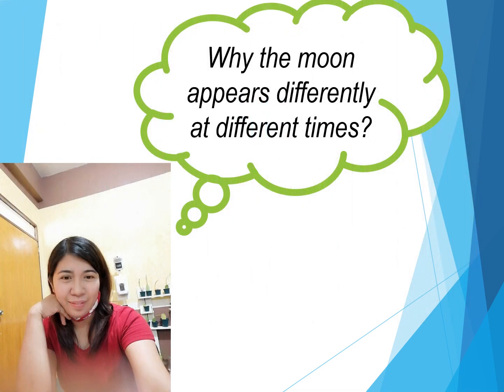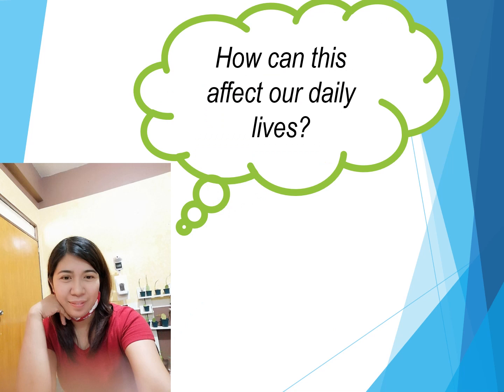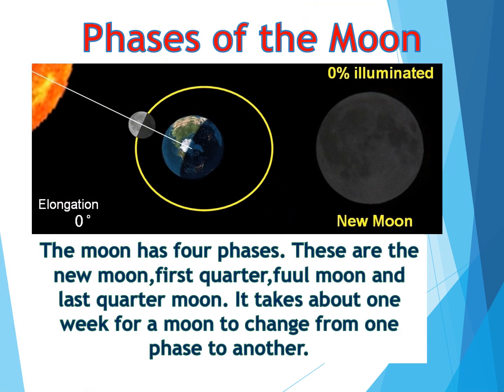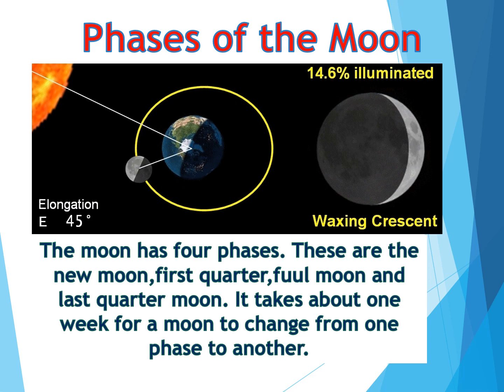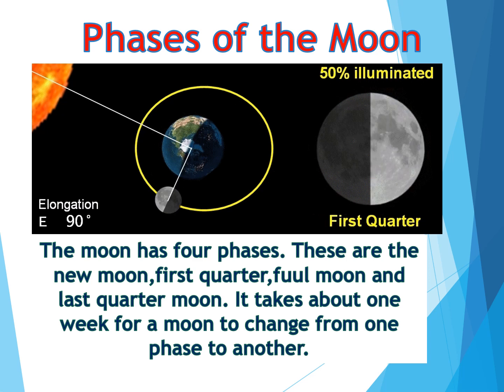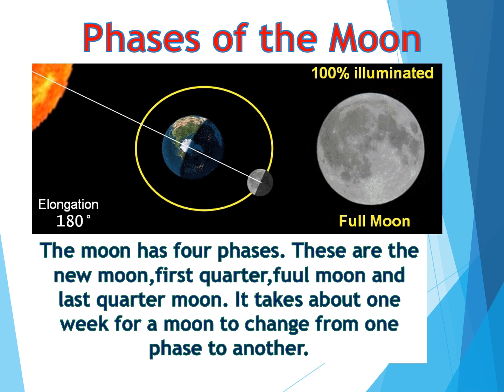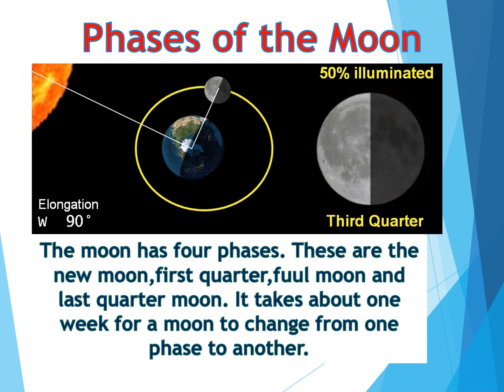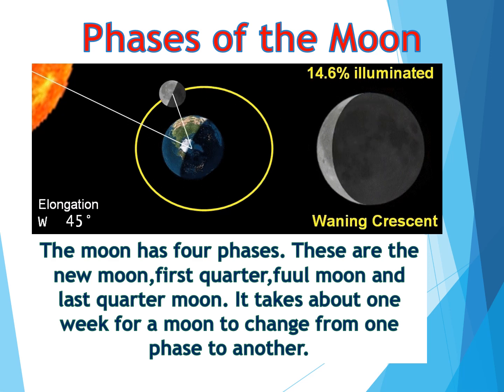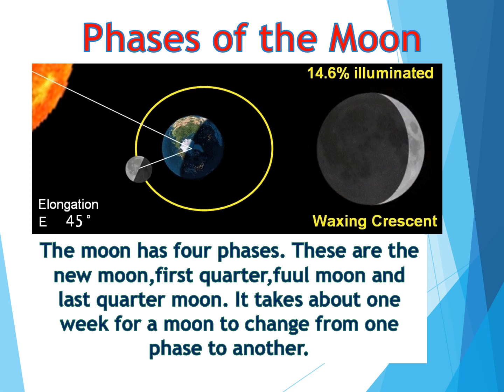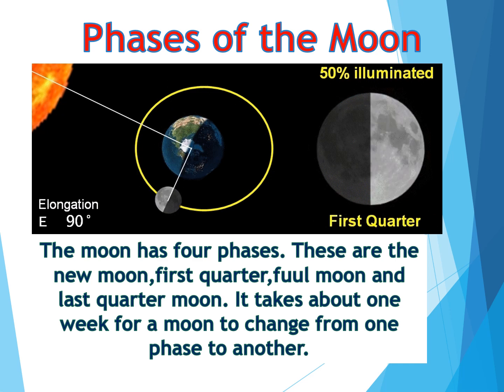The question is why the moon appears differently at different times. How can this affect our daily lives? Let us discuss the phases of the moon. The moon has 4 phases. These are the new moon, first quarter, full moon, and last quarter moon. It takes about 1 week for the moon to change from one phase to another.